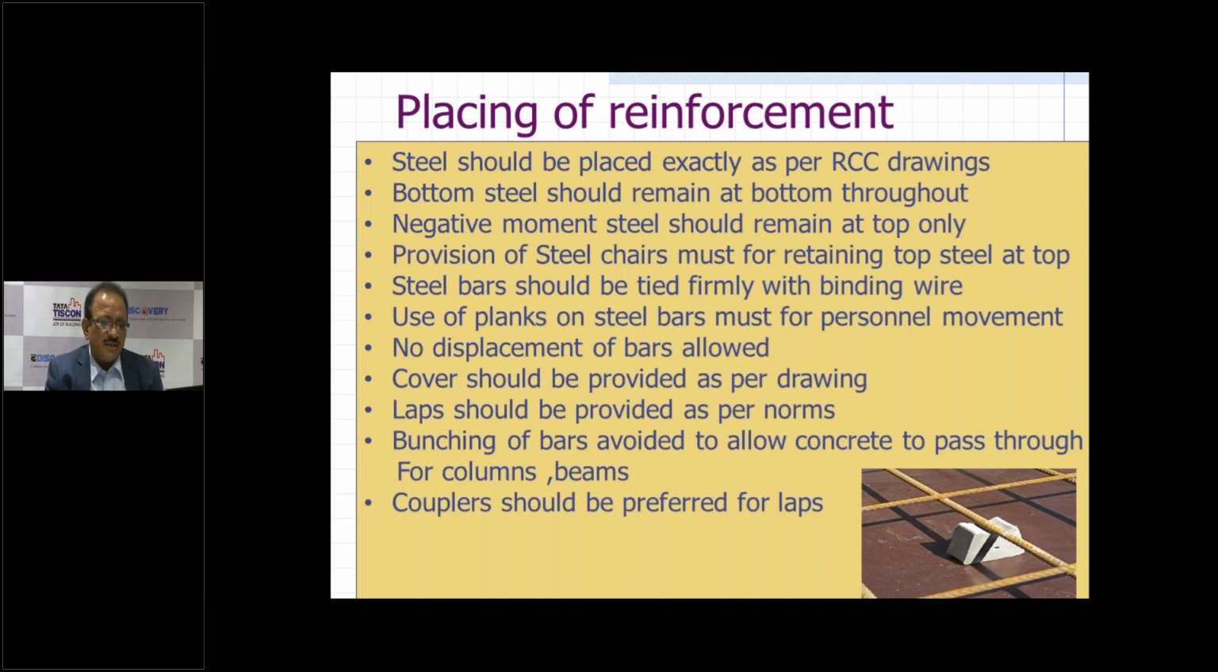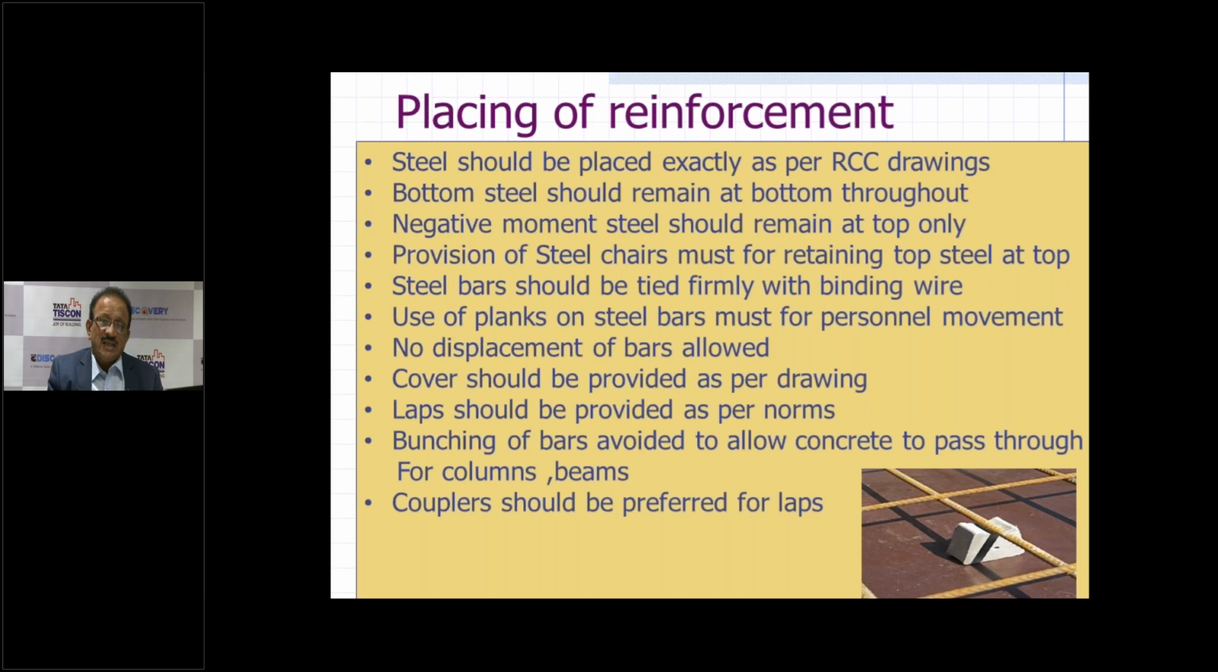Then bunching of the bars should be avoided to allow concrete to pass through the RCC sections like columns and beams. If the bars are placed very closely, how would concrete pass through? And if concrete is not surrounding the steel bar, then it is exposed because of the honeycombs. It is exposed to the weather and steel would undergo corrosion at a faster rate.